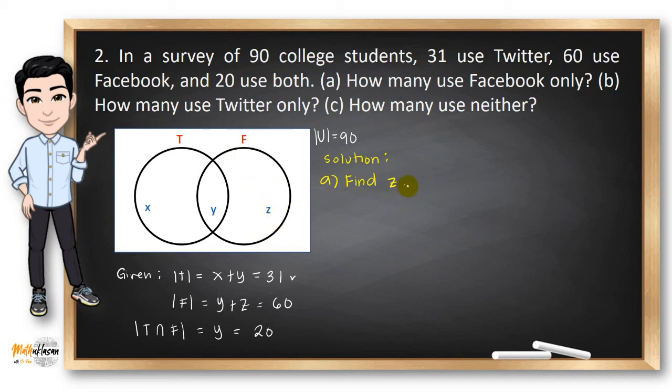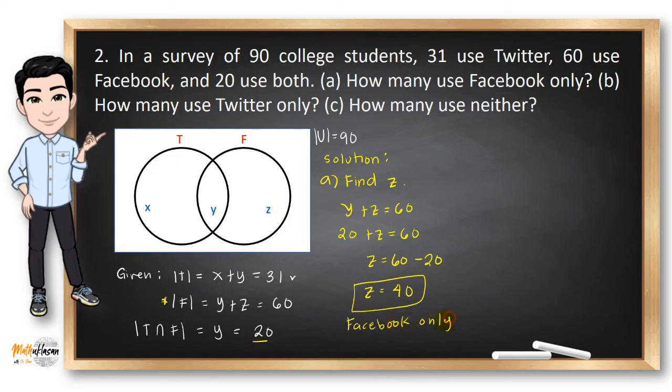And to find the value of z, all we need to do is to use this equation, because in this equation we have z, and then we have the value of y, which is 20. So we're going to use y plus z equals 60. y is 20 based from the given. So this is 20 plus z equals 60. Transposing the value of 20, we'll have 60 minus 20 on the right. And 60 minus 20 is 40. So the number of students who use Facebook only is what? 40.